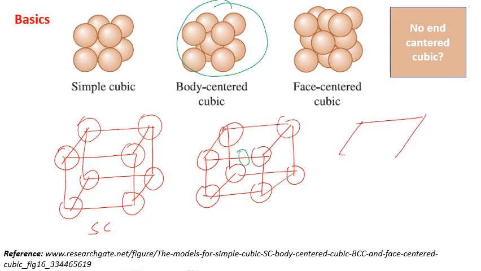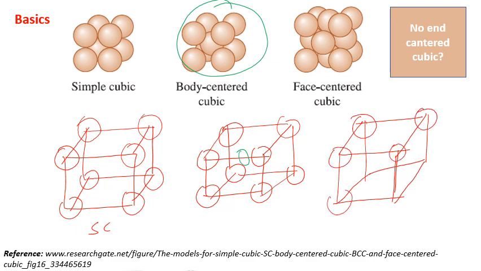In case of the FCC crystal structure, we have a cubic unit cell. Again we have atoms at the corners, along with atoms at the face centered positions. We have six faces in the cubic system, so we have 6 face centered atoms. Now the question is, why do we not have this end centered cubic or the base centered cubic in case of the cubic system?